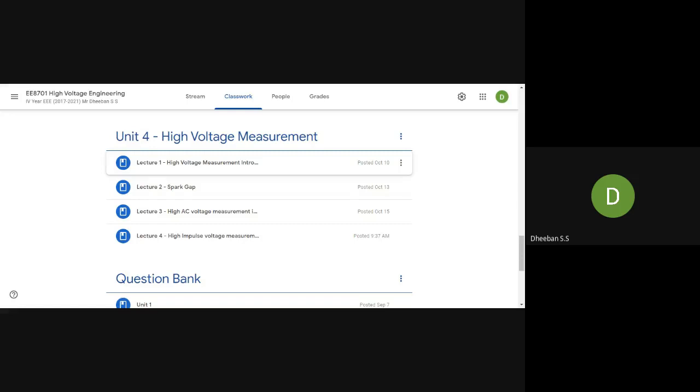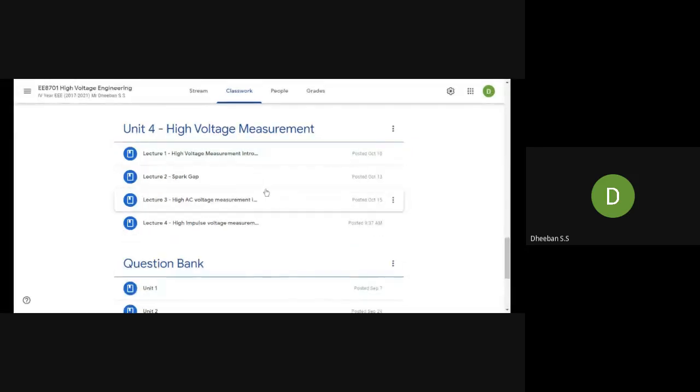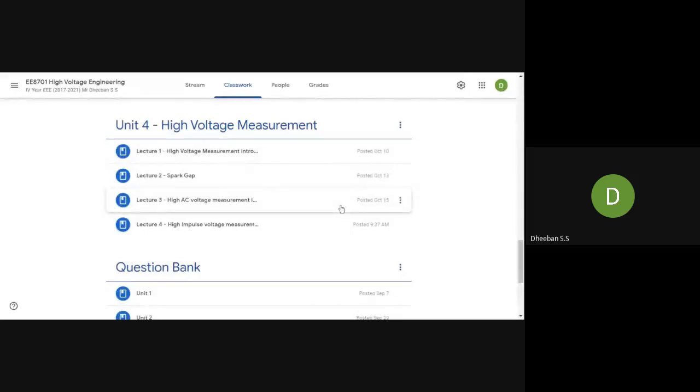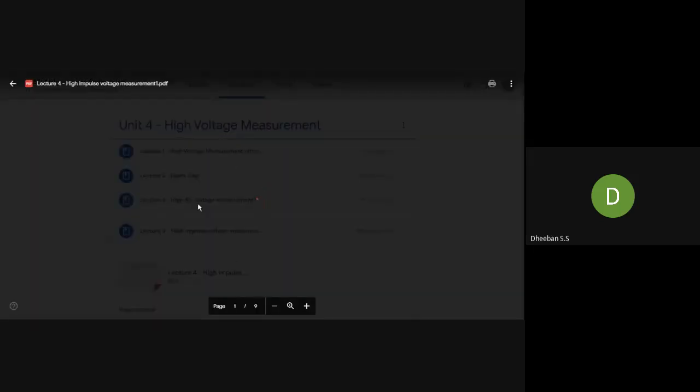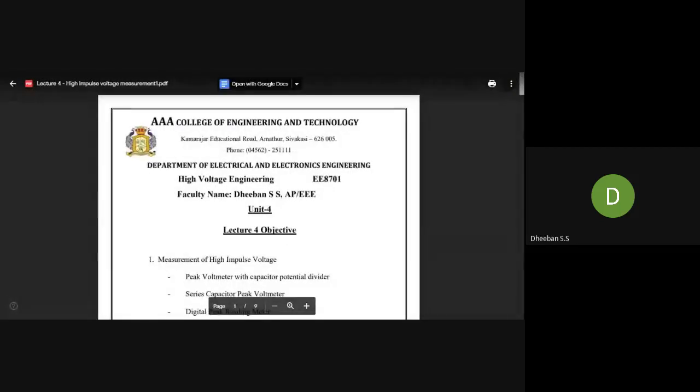In that AC, we have mainly seen about the Tesla coil, one of the very important phenomena, and a very reliable measurement technique. Those Tesla coils are also being used for wireless transmission. So in today's lecture, we will be dealing with high impulse voltage measurement. This is the thing we are going to see.